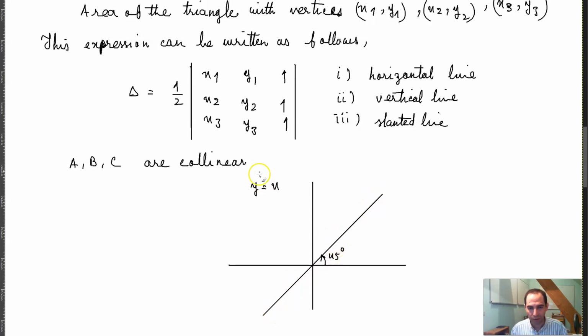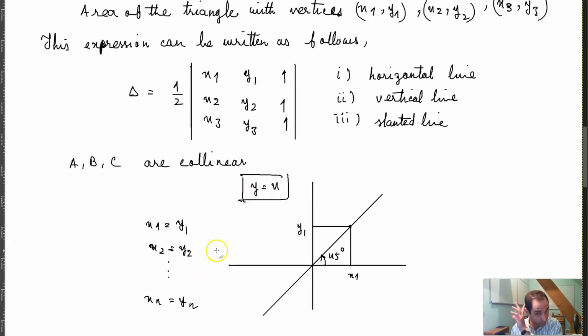Now, what that means is that any point that I pick on this line, the x coordinate of this point, this would be x1 and this would be y1. x1 would be equal to y1. And x2, for example, would be equal to y2, all the way up to xn is equal to yn. Meaning that you can just keep going all the way up to positive infinity, all the way up to negative infinity. This relationship is going to be there.